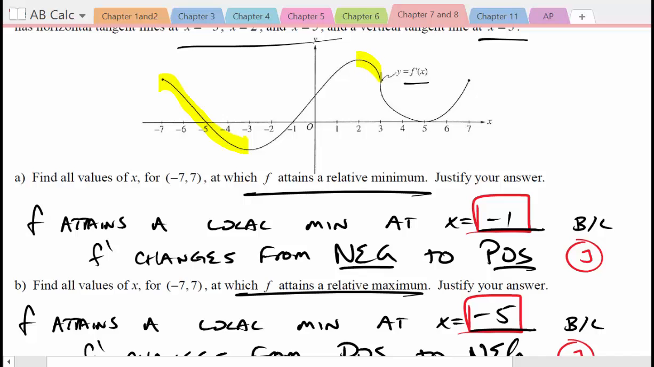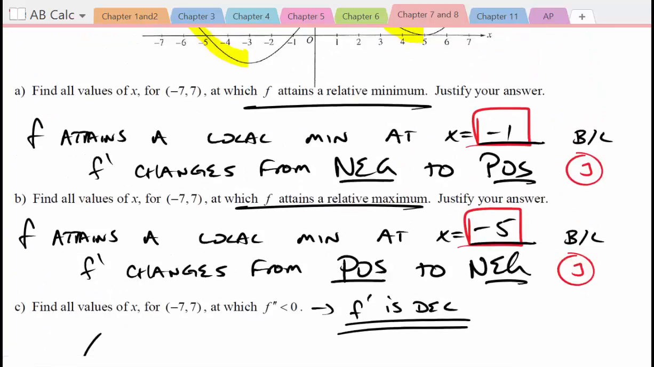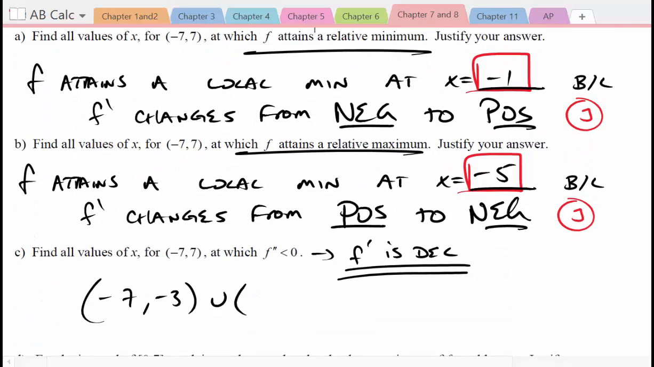Here? Here. So the answer would be from -7 to -3, union 2 to 5. 1 point there.